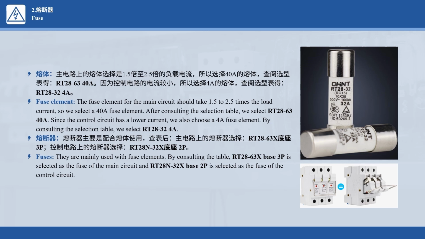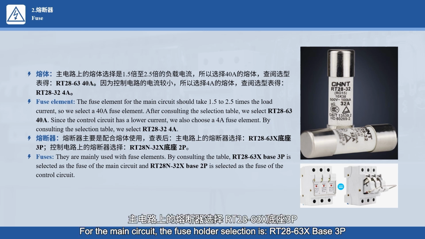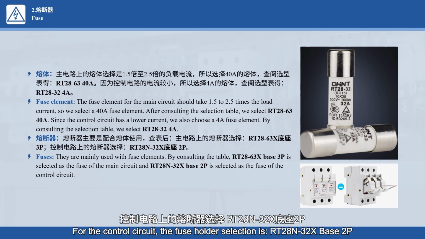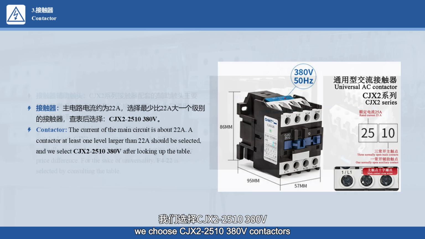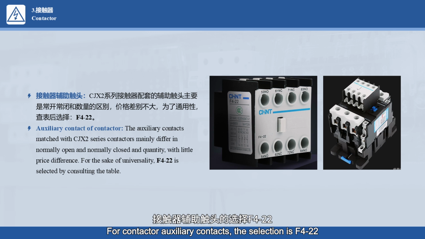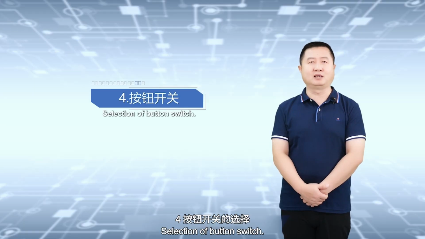Selection of fuse holder. For the main circuit, the fuse holder selection is RT28-63X base 3P. For the control circuit, the fuse holder selection is RT28N-32X base 2P. Selection of contactor. For the main circuit, we choose CJX2-2510 380 volt contactors. For contactor auxiliary contacts, the selection is F4-22.